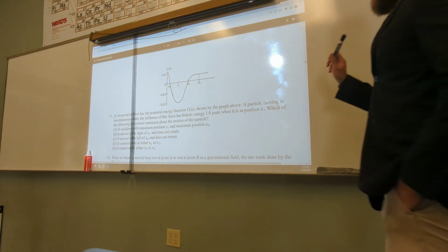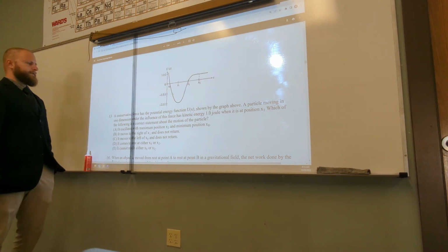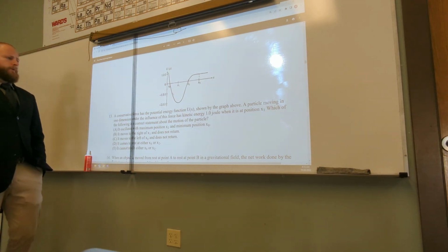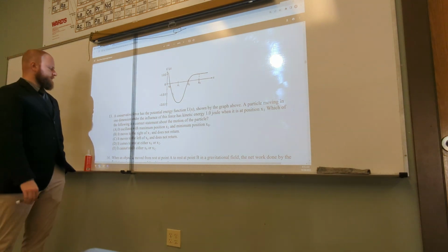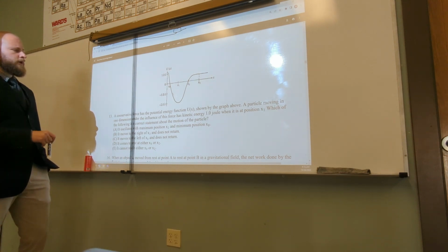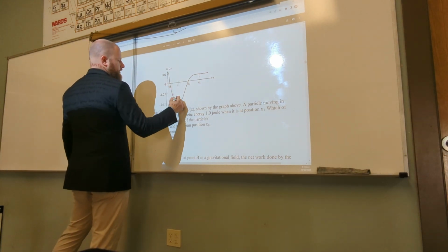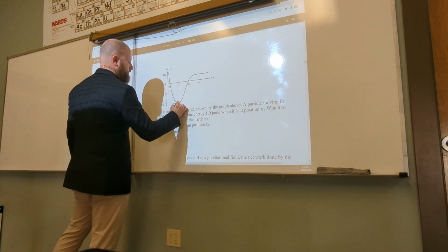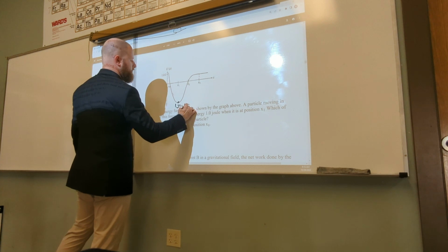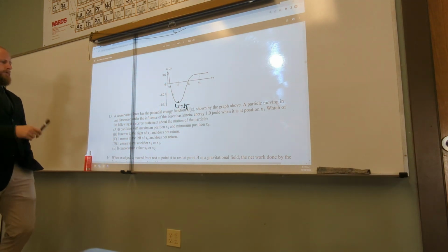Okay, let's look at number 13. A conservative force has the potential energy function U(x) shown by the graph above. A particle moving in one dimension under the influence of this force has a kinetic energy of 1 joule when it is in the position of x1. Okay, so we have 1 joule here of KE. Which of the following statements is correct about the motion of the particle?